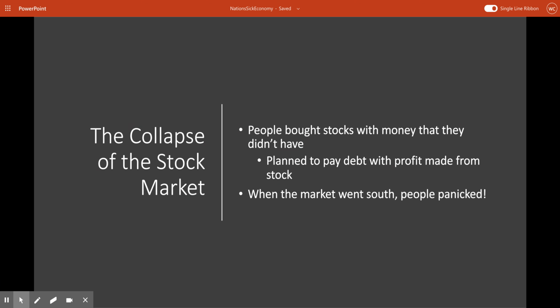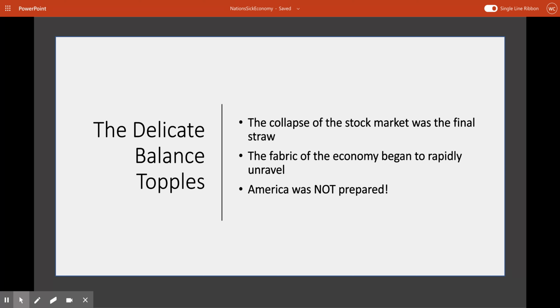So when the stock market collapses, that's kind of the last straw. The fabric of our economy was really just barely hanging on. And when the stock market starts to go south, it just drags the rest of the economy right down with it. And the big issue was most Americans weren't prepared for what was going to happen.